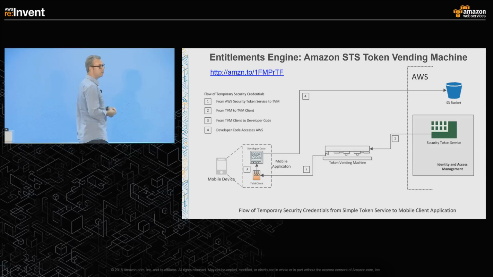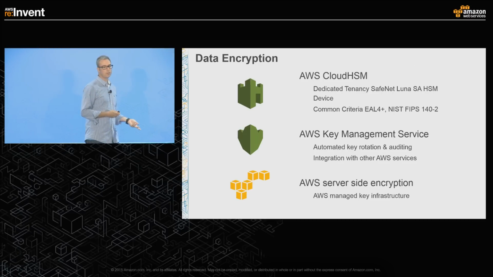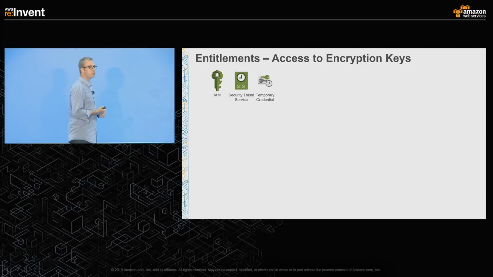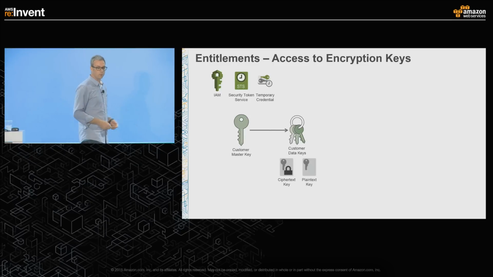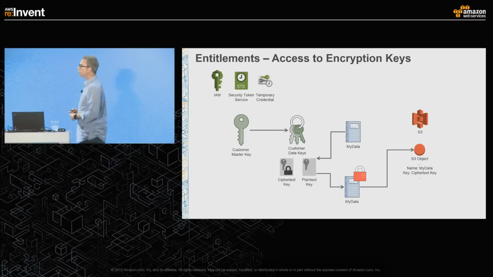The token vending machine uses IAM security token service plus other business rules to decide if you have access to something. And the TVM is going to be combined with encryption, whether that's Cloud HSM, the AWS Key Management Service, or just simple server-side encryption, to do things like securing access to our encryption keys. We've encrypted our data, but we need to also control whether or not people even have rights to decrypt data. So we build a customer master key, and that generates customer data keys, and we encrypt our data with that, and then we push it into S3.